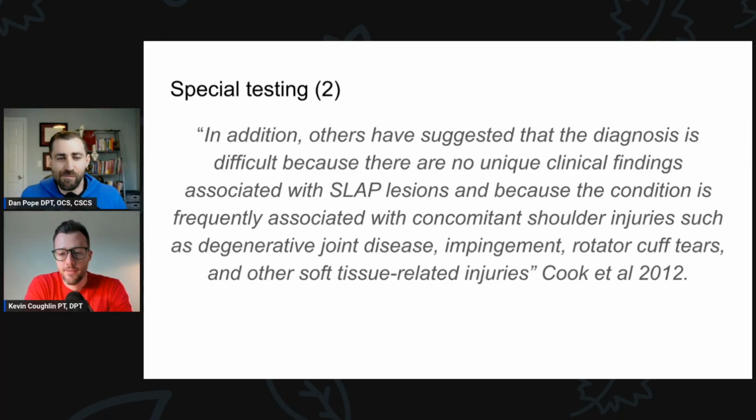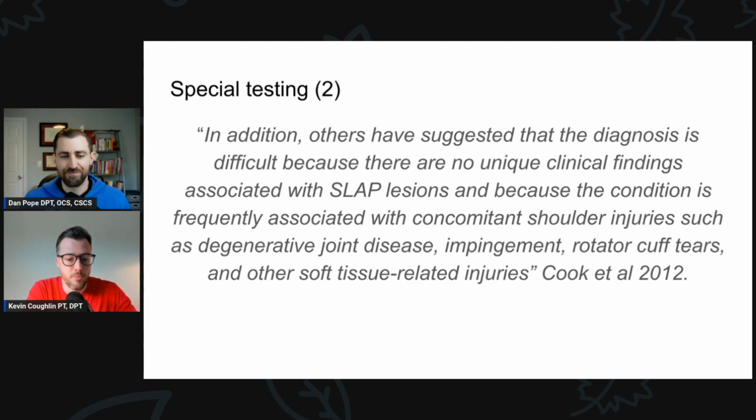All right. Well, I thought this quote was worth putting in. This is from an article that we're going to talk about, looking at special tests for SLAP tears by Chad Cook and colleagues. So the quote is, in addition, others have suggested that the diagnosis is difficult because there are no unique clinical findings associated with SLAP lesions and because the condition is frequently associated with concomitant shoulder injuries such as degenerative joint disease or arthritis, impingement, rotator cuff tears, and other soft tissue related injuries.